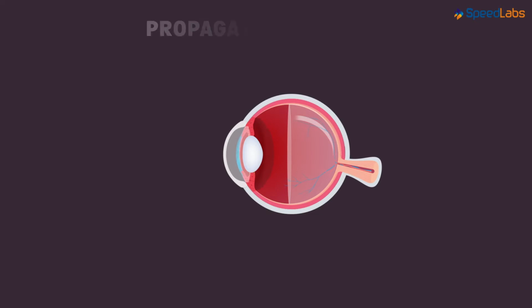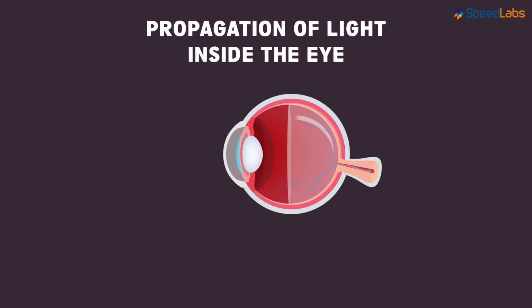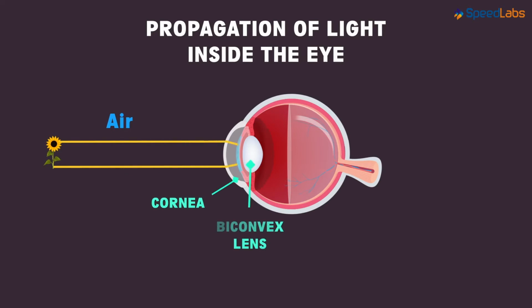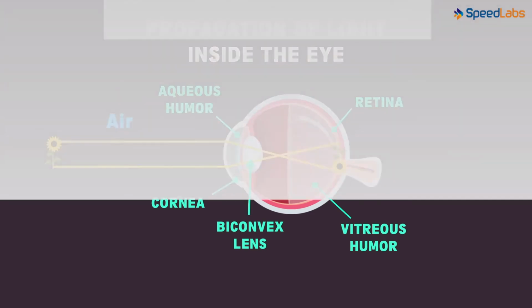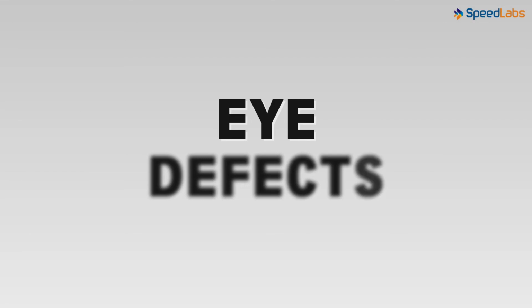Okay, so what did we learn from this video? We learned how the light propagates inside the eye. Most of the light is refracted at the air-cornea interface and then falls on the lens after traveling through aqueous humor. The lens then focuses all the light through the vitreous humor on the retina by adjusting its focal length. In the next video, we will study a few eye defects.